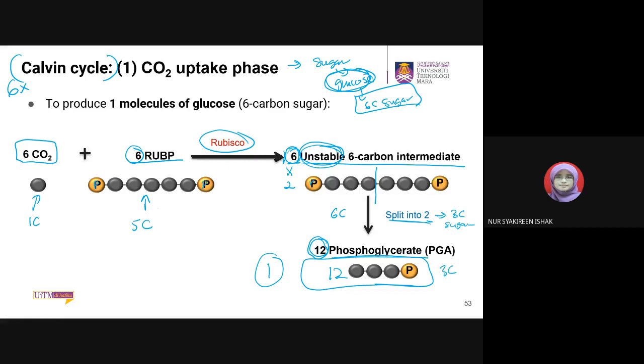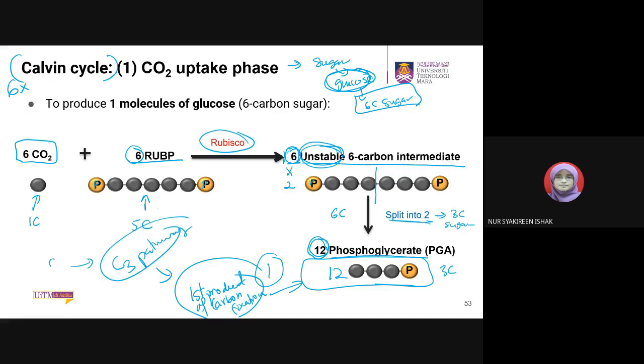PGA is a 3 carbon sugar. So ini adalah first product of carbon fixation. So that's why pathway ni kita namakan dia sebagai C3 pathway. Okay, usually carried out by C3 plant.